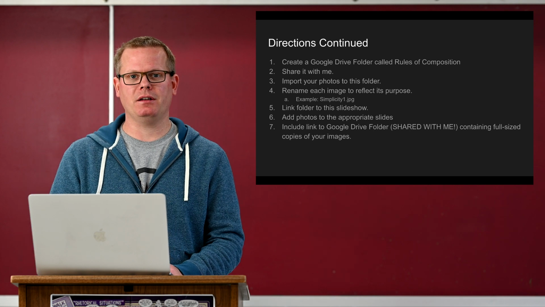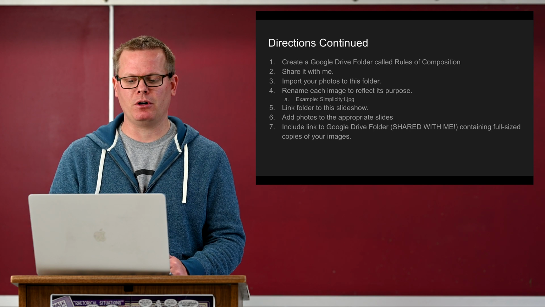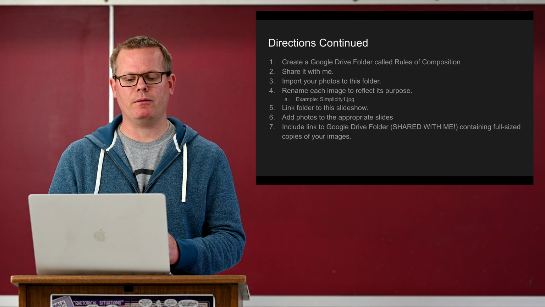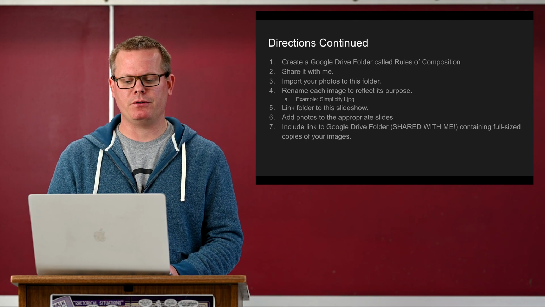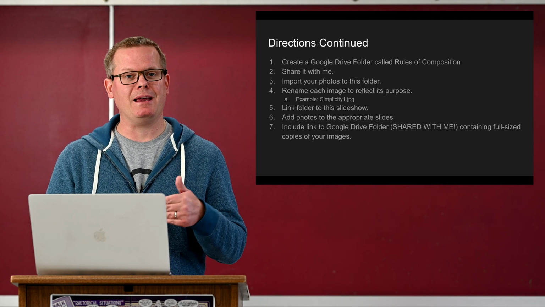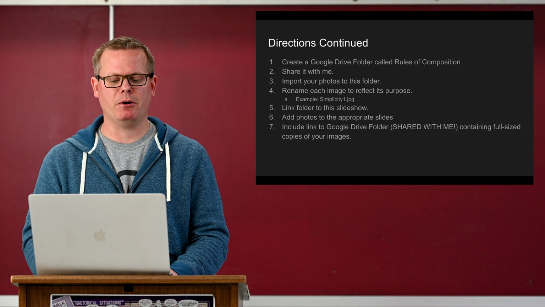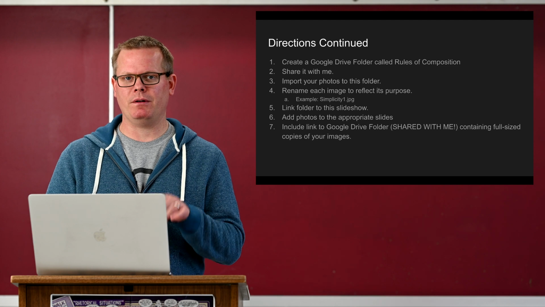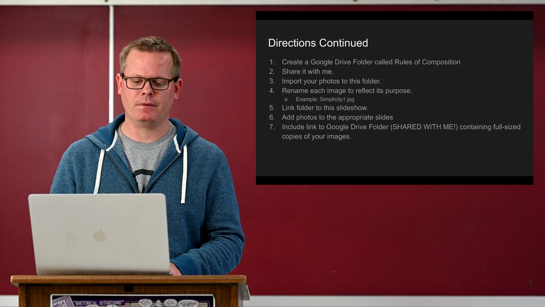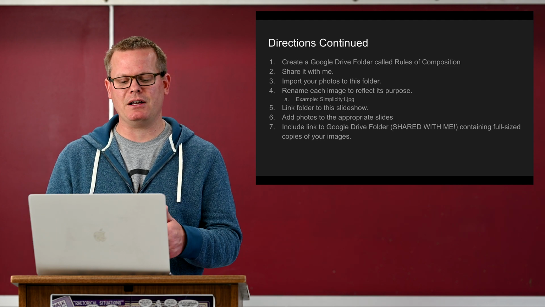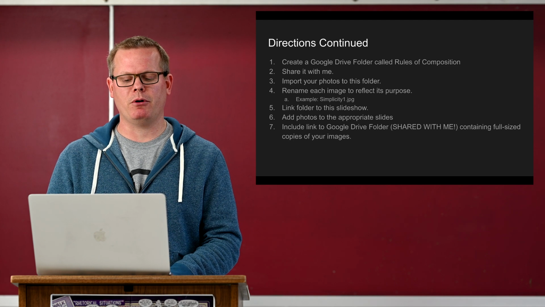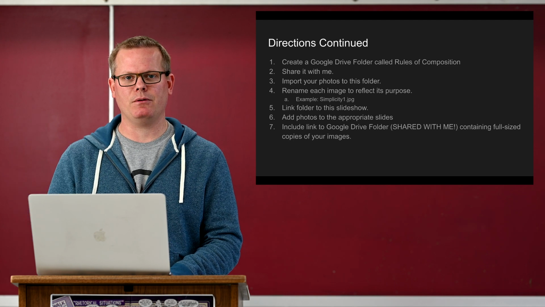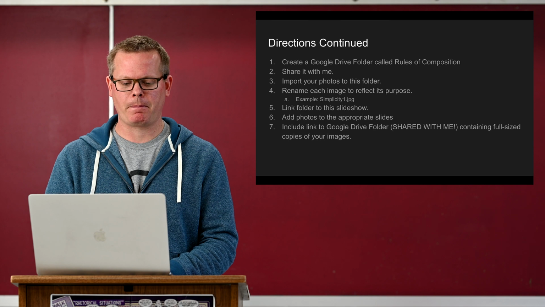So what you're going to need to do is create a Google Drive folder called Rules of Composition and share it with me. Import your photos to that folder. Rename each image to reflect its purpose, like Simplicity 1, Simplicity 2, Simplicity 3, Framing 1, Framing 2, Framing 3, etc. You're going to link that folder to this slideshow, and you're going to add the photos to the appropriate slides. That way I can see them exactly the way you put them together.